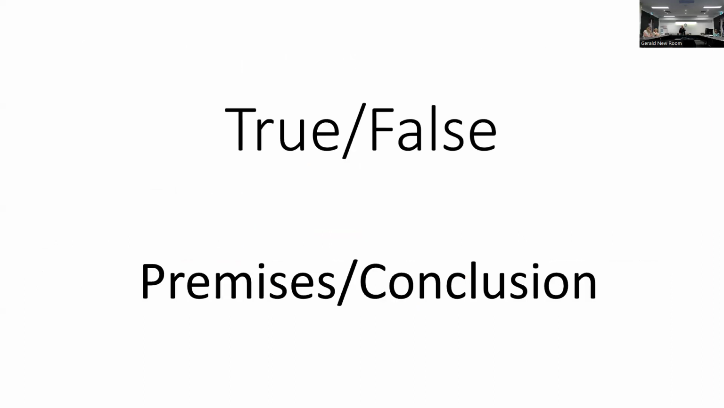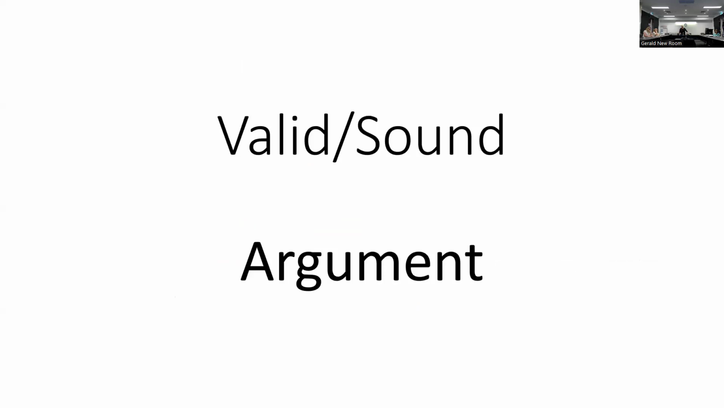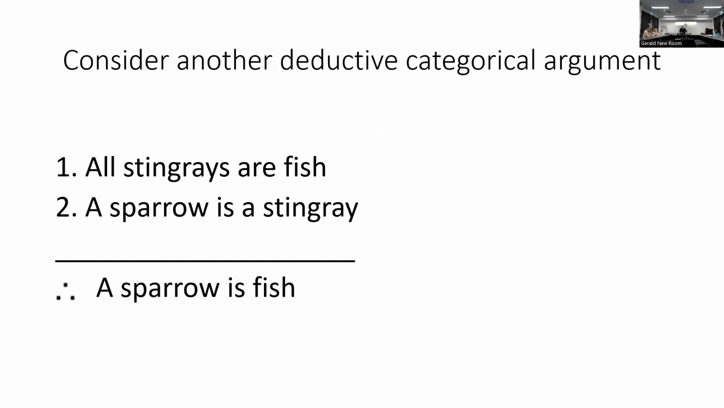Okay, now, premises and conclusion are what? True or false? Exactly. Arguments are valid or invalid, and if they are valid, then they are sound or unsound. Consider this: all stingrays are fish, a sparrow is a stingray, therefore a sparrow is a fish. Valid, invalid? Valid. But not sound. Definitely.